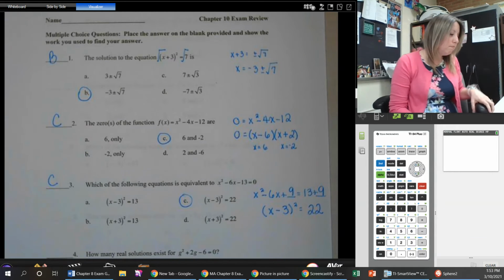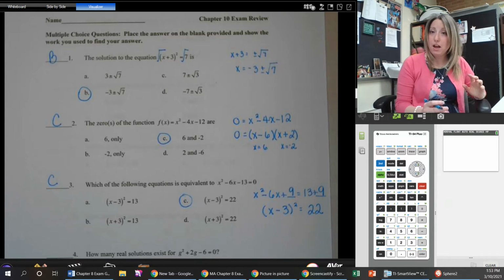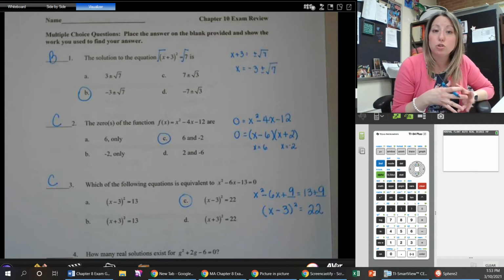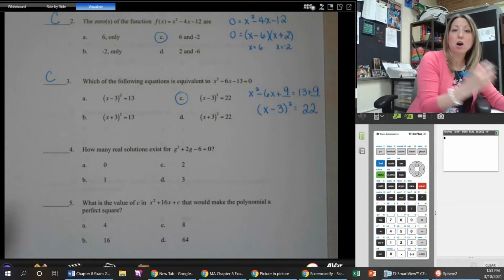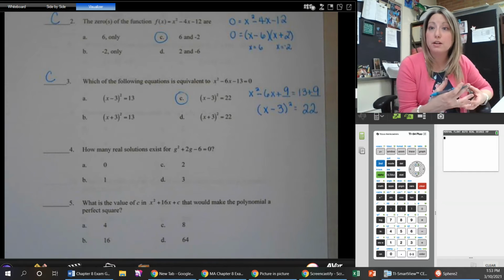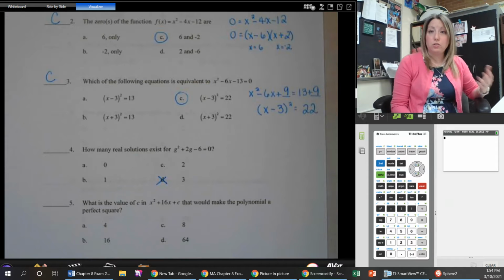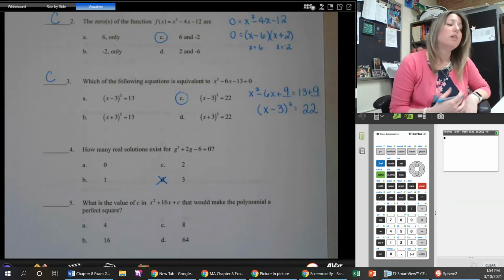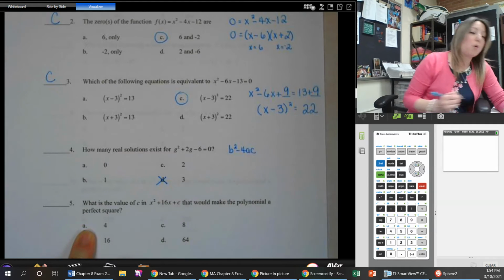How many real solutions exist for g squared plus 2g minus 6 equals 0? Lesson 5 was all about how to determine the number of real solutions you have to a quadratic equation. And in this case, we already know that since the highest exponent present is a 2, there will not be 3 solutions here. So 0, 1, or 2 are my only options, and that depends on the value of the discriminant. Now, the discriminant, remember, is the b squared minus 4ac part of the quadratic formula.